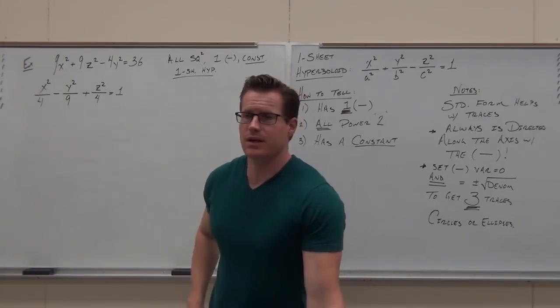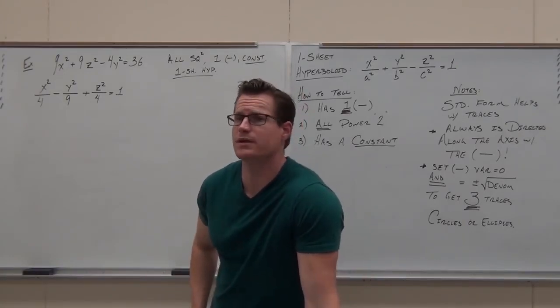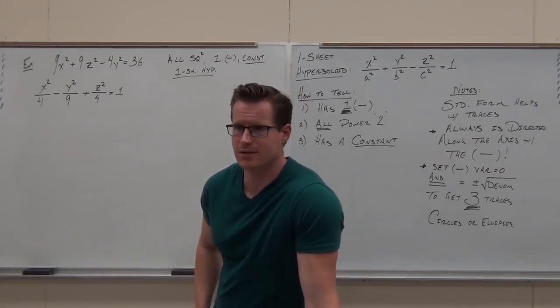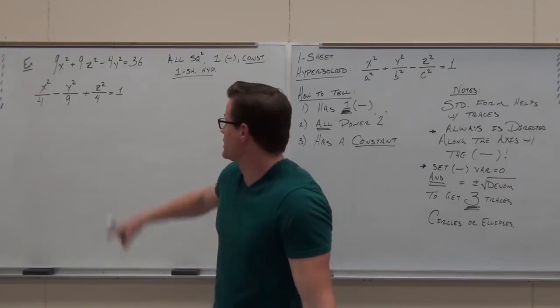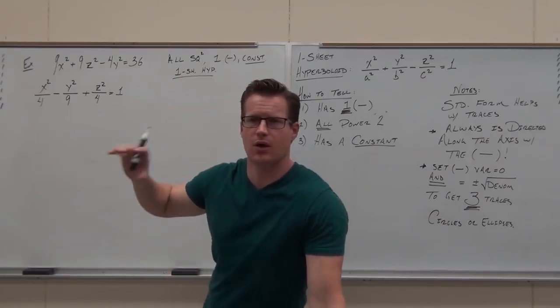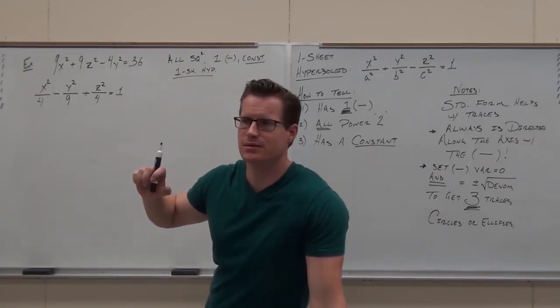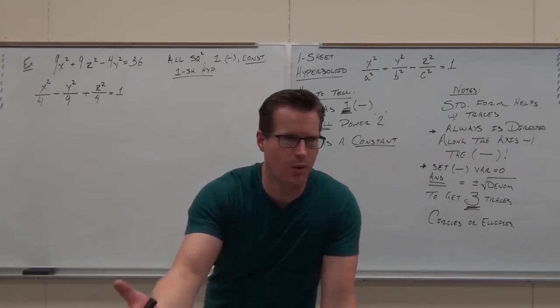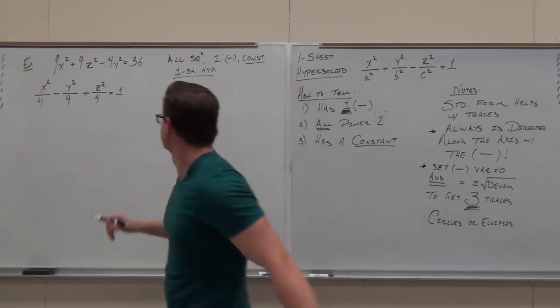Now, let's write at least one thing down. What axis does this 1 sheet hyperboloid travel along? Y. Yes, this goes along the y. Why does it go along the y-axis? Because of the negative variable.